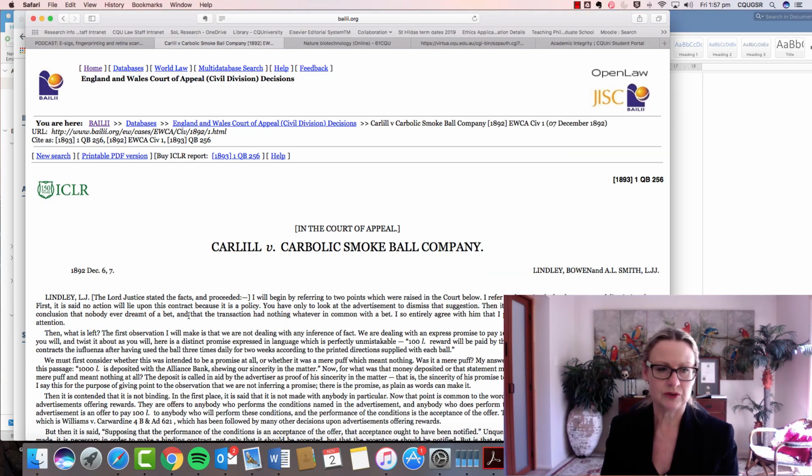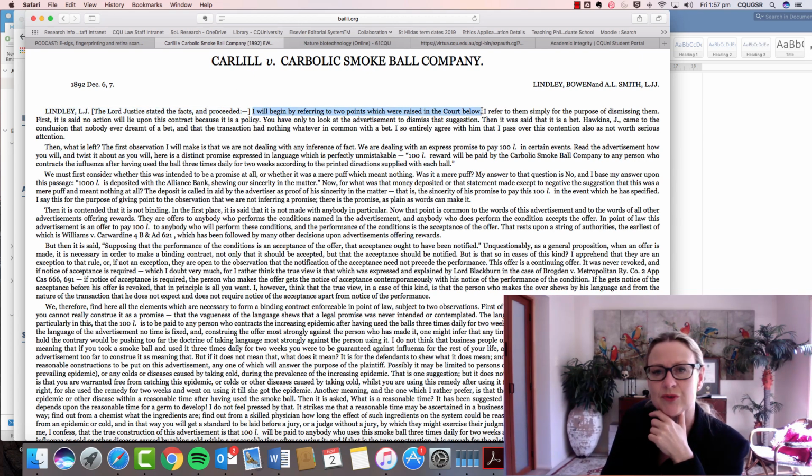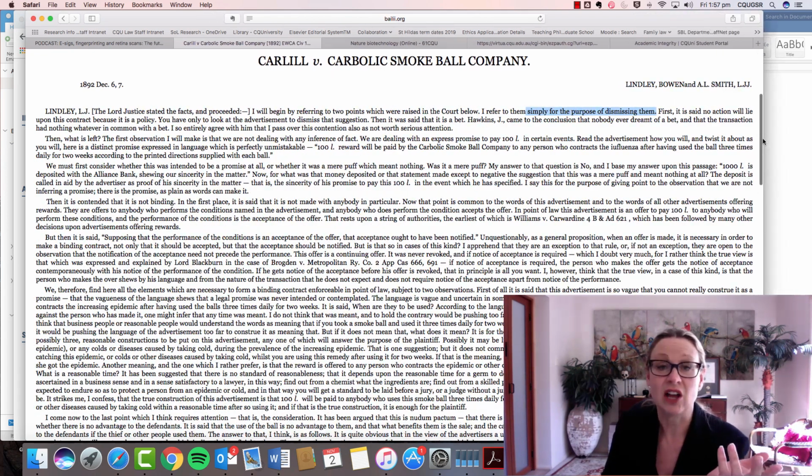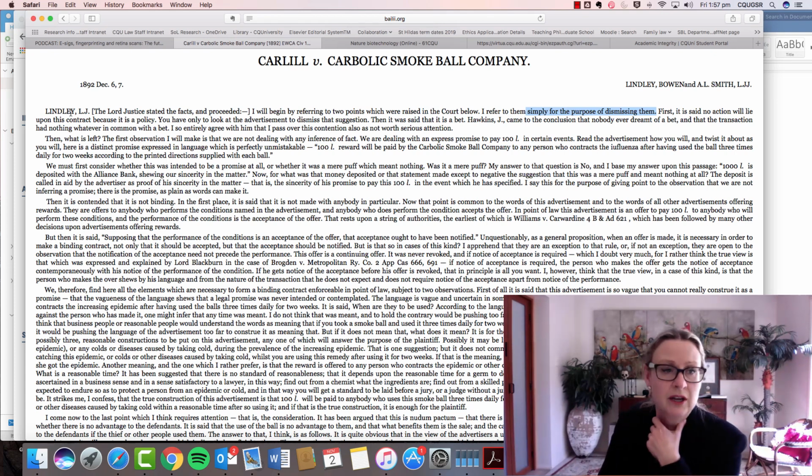So when we go through Lindley then, he starts by saying, I'm going to refer to 2 points raised in the court below simply for the purpose of dismissing them. Now, where a judge flags something like that, you're like, great. I don't really have to read terribly carefully what follows there because it's not going to form part of the ratio. If he's just said, well, you know what, the barristers tried this one on, it didn't fly. I didn't like the argument, I don't think it's relevant, and so I'm dismissing it.